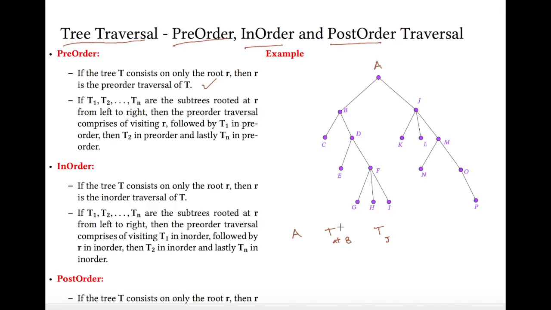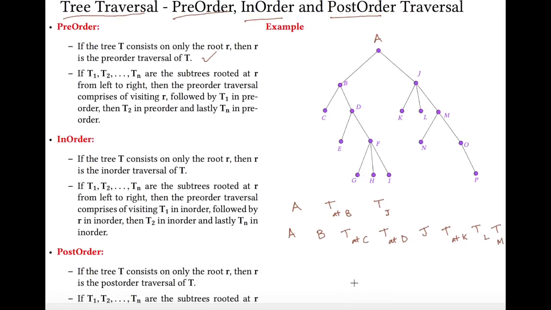Now A is already there, so I'll just copy A. For the tree rooted at B, again we have to use pre-order traversal. So what is the root? B. And then the tree rooted at C, and the tree at D. What about the tree rooted at J? We have J first, then the tree rooted at K, then the tree rooted at L, and then the tree rooted at M.